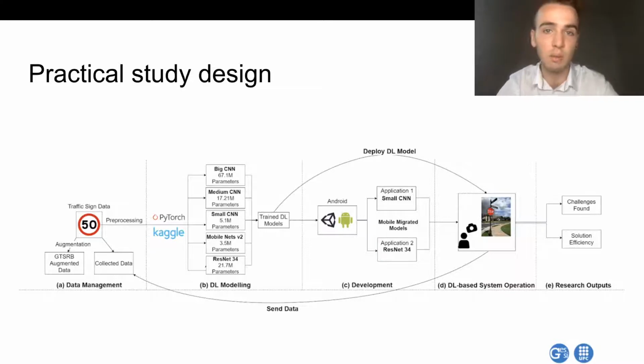So this is how our practical study looks like. It follows the same schema of the life cycle. So starting from the left, we see that we deal with traffic sign data and that we model 5 different convolutional architectures. Top 3 here are handcrafted CNNs, and last 2 are pre-trained and downloaded from PyTorch. Then we develop 2 applications that integrate 2 of these 5 models, and finally we operate with these applications in the operation environment, and we give answers to our research questions.